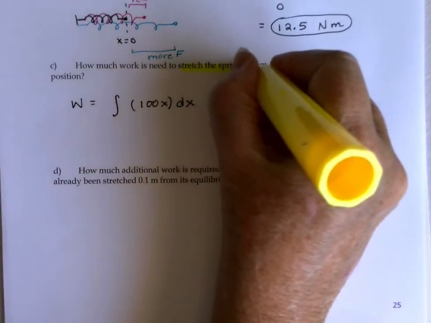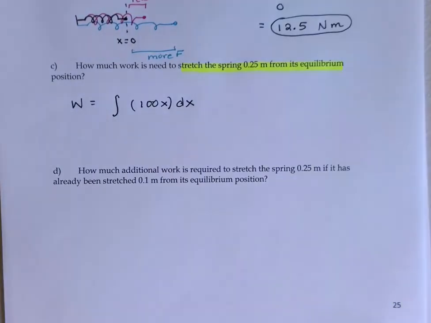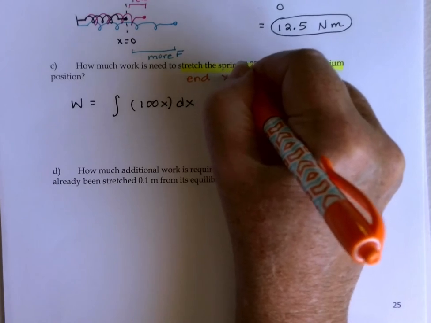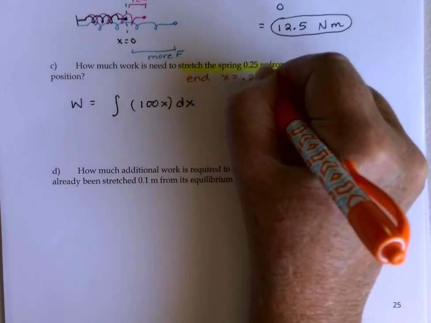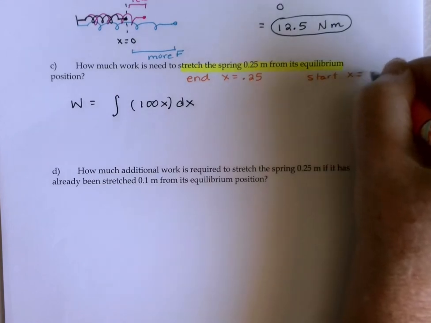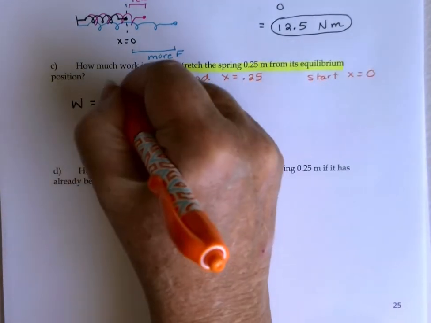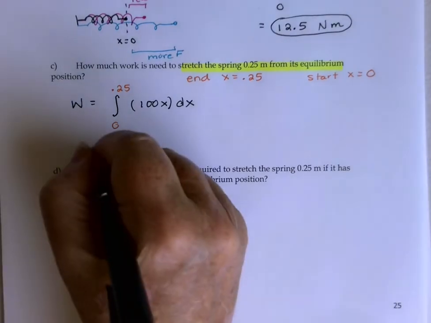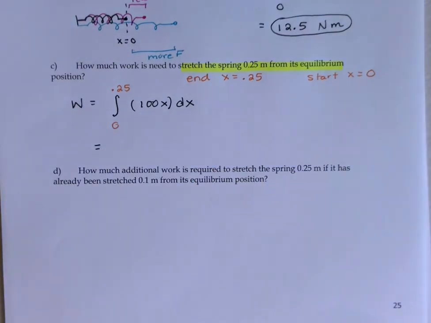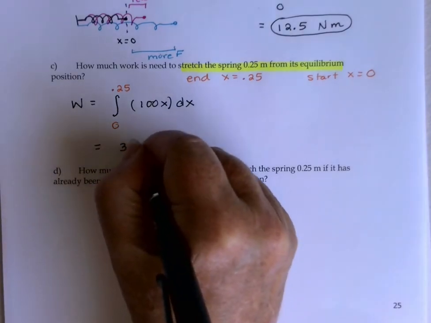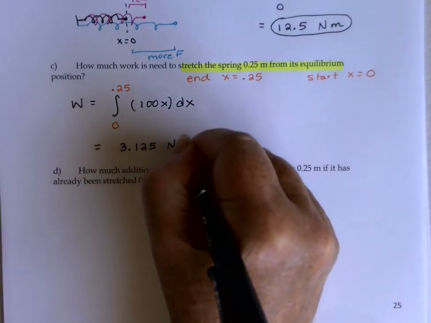This time I want to stretch the spring 0.25 meters from equilibrium. So since I'm stretching, that means I'm going to end up at a positive 0.25 for x. And once again, I'm starting at equilibrium, so I'm starting at x equals 0. So that gives me the limits of integration on my integral. And when I punched that one into the calculator, I got 3.125. Still Newton meters.